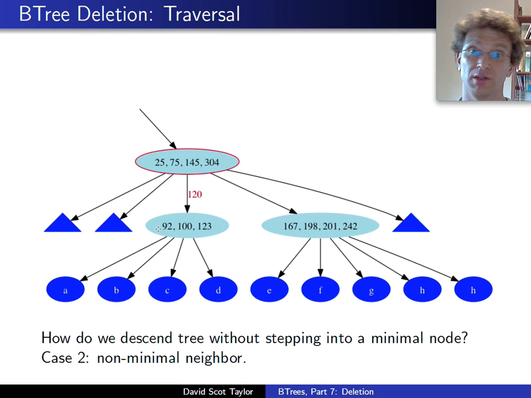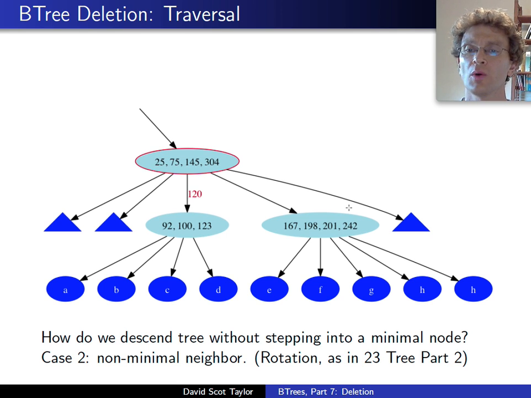I could check the left neighbor or the right neighbor. In this case, I look at the right neighbor and I say, hey, look, I have a right neighbor, and that right neighbor is not minimal. So what am I going to do? I'm going to do a rotation. It's going to look sort of like the rotations that we showed in the 2-3 tree video, right?